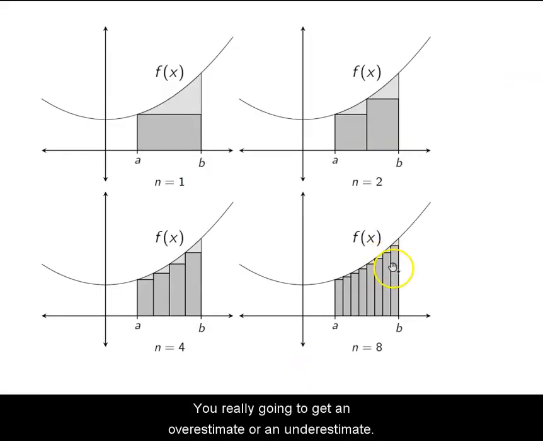So depending on the concavity, you're either going to get an overestimate or an underestimate, and depending on whether your function is increasing or decreasing as well. Okay. So this brings us to our discussion of what are called Riemann sums.